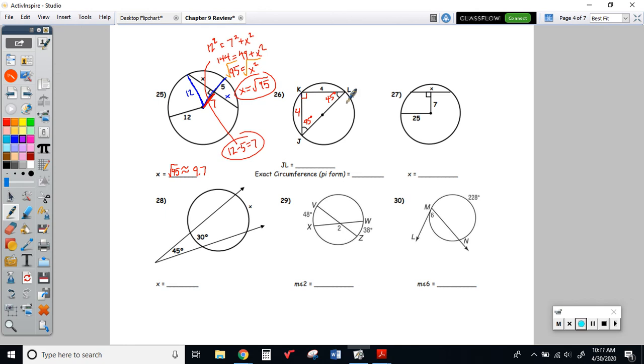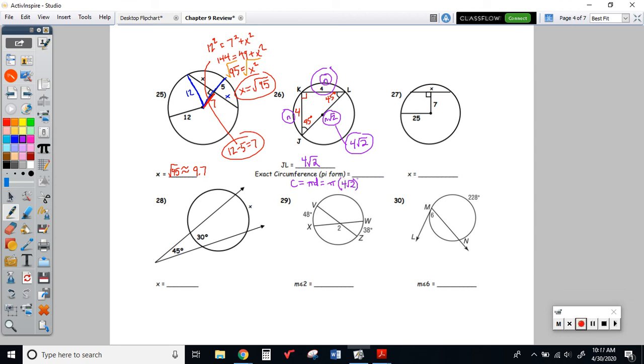So knowing that it's 45, 45, 90, this is n, this is also n, and then this is n root 2. N equals 4 right there, so that means this would be 4 root 2. So we've got 4 root 2 is what JL would be. And then the exact circumference. Circumference is just either 2 pi r or pi d. Since we have the diameter, we would just be taking pi times 4 root 2.